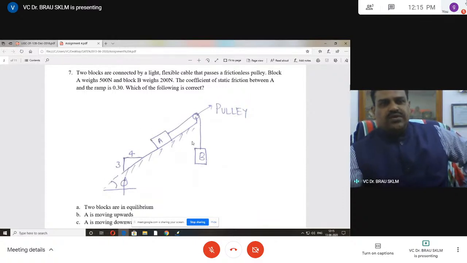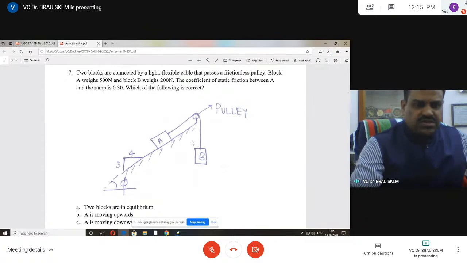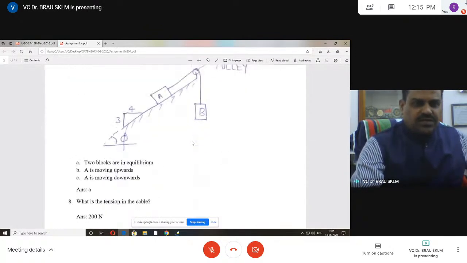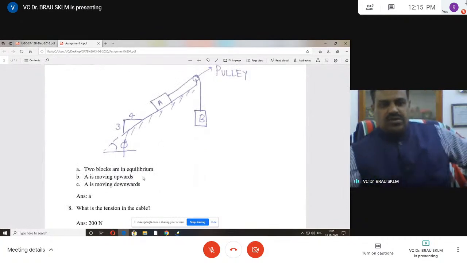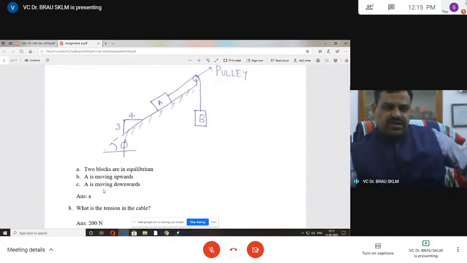This is how generally we can determine whether two blocks are in equilibrium. The case is A, B, C. Are the two blocks in equilibrium or not? Is A moving upwards or downwards? It depends upon the resultant force. If there is a resultant force, what direction is it acting, upwards or downwards? If it is in equilibrium, then the direction you got is correct. Otherwise, if it is negative, you have to apply the opposite direction. Decide the problem.